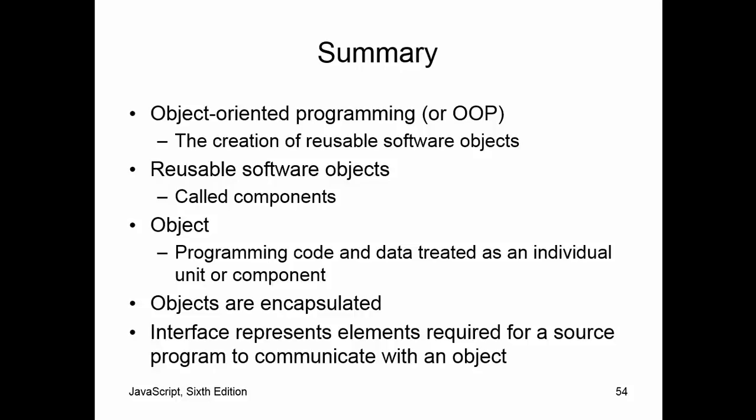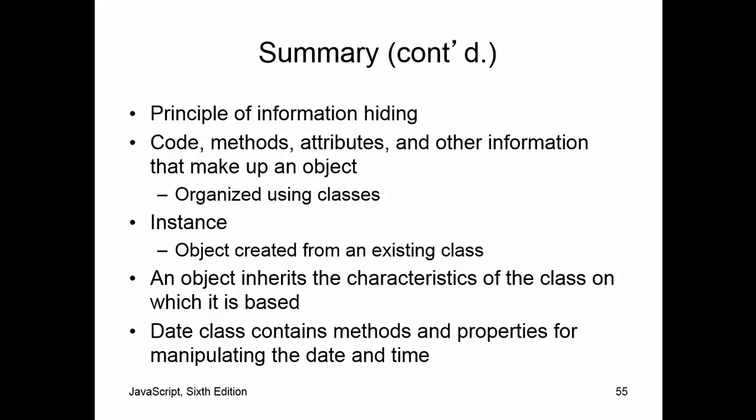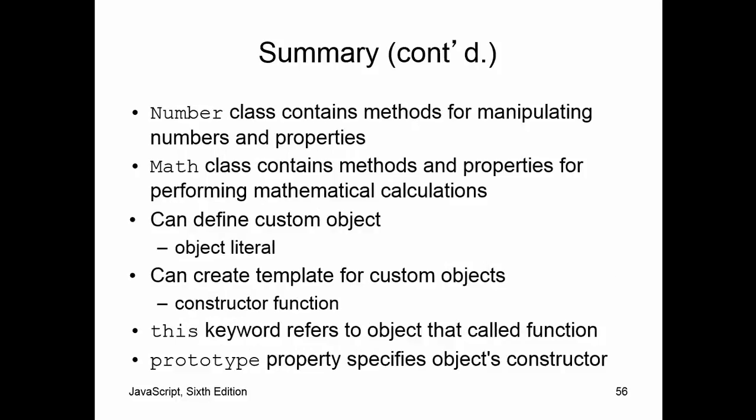We talked about an interface, and I also mentioned the word implementation. The interface is what you show the outside world. The implementation is the code that you hide from the outside world. Again, we talked about information hiding, and I mentioned putting your car in reverse and not really knowing what's happening under the hood, so to speak. We talked about what classes are, what instances are, and how an object inherits the characteristics of a class. We talked about some of the built-in JavaScript classes, the date class, the number class, and the math class. And finally, we talked about how you can create your own custom object, and when you do that, the use of the this keyword and the prototype property.